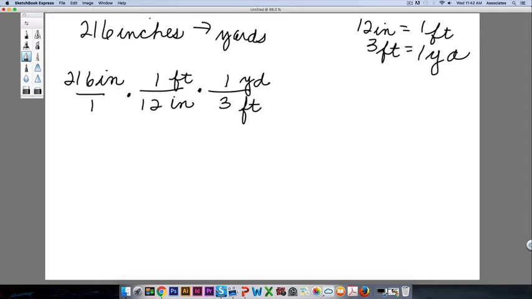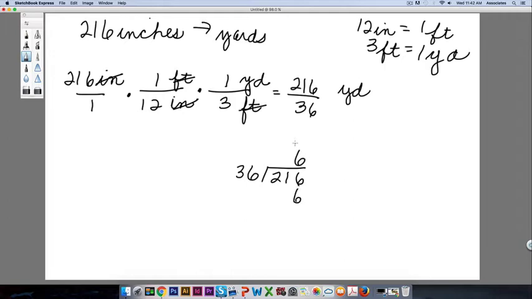All right, let's see. Inches cancel with inches, feet cancel with feet, so I have a label of just yards, so I'm going to get 216 yards. And on the denominator, 12 times 3 is 36. So I've got to do a little quick division. 36 into 216. I think it goes 6 times. Seems right. 6 times 6 is 36. Carry the 3. 6 times 3 is 18, 19, 20, 21. Works. No remainder. So that would give me a final answer of 6 yards.